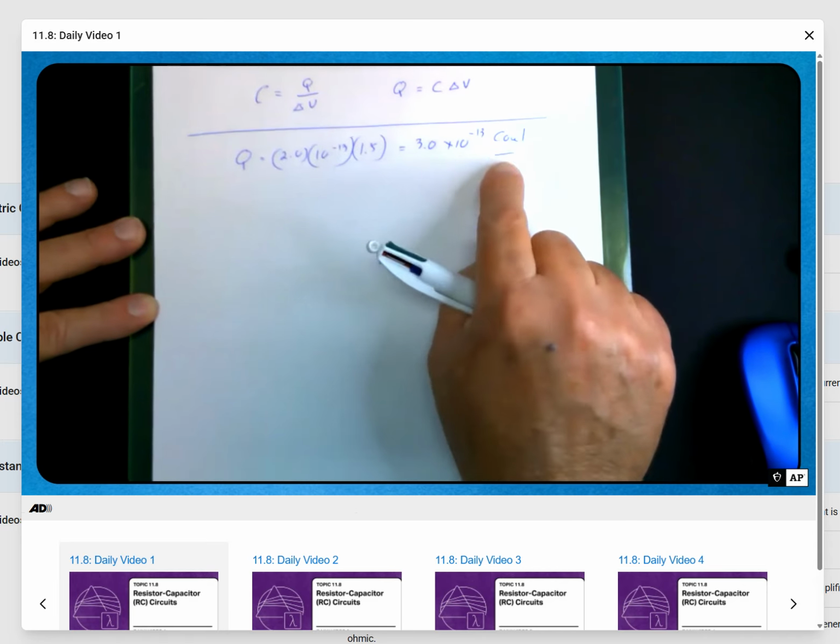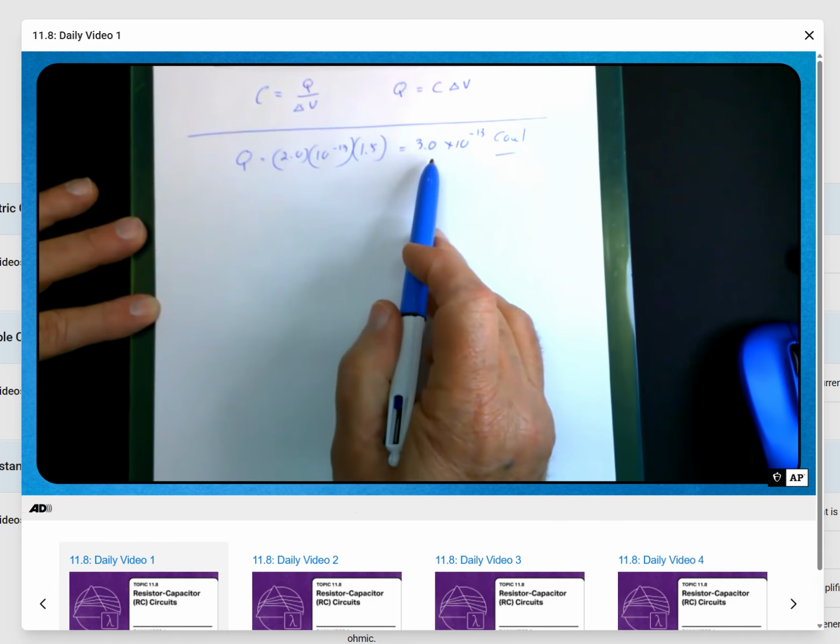I like to write out the unit just so it doesn't get confusing with this capacitor here. So that's the amount of charge we have stored in our capacitor. Okay, all well and good.